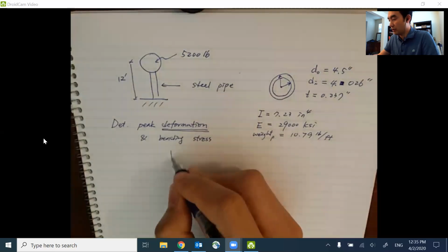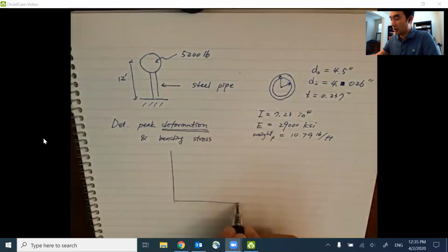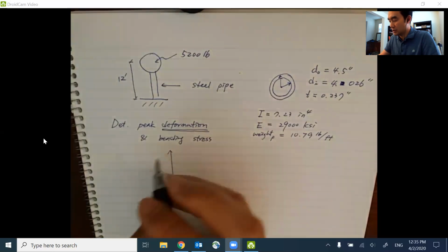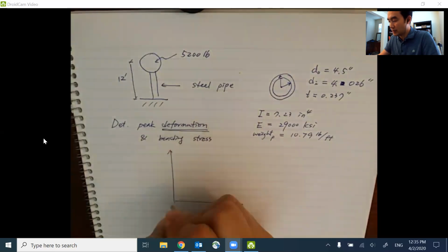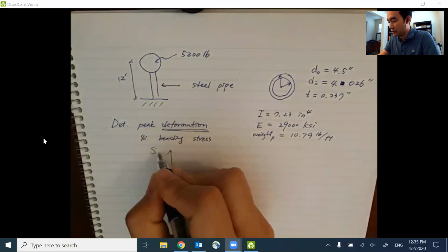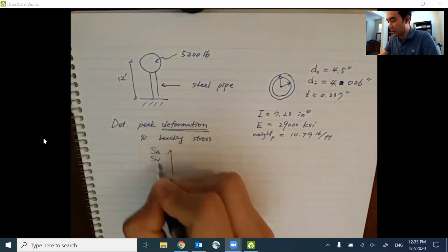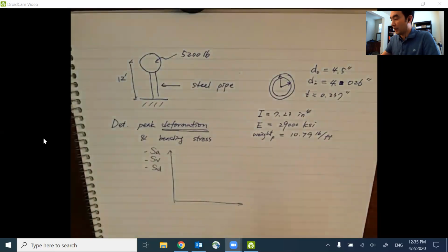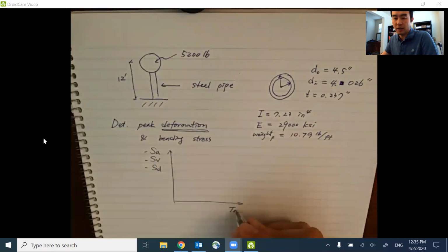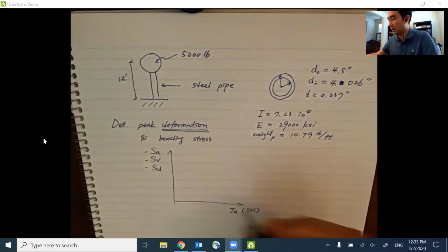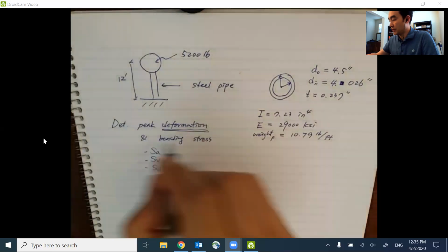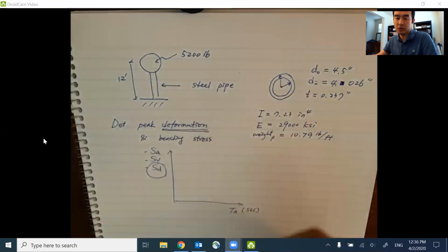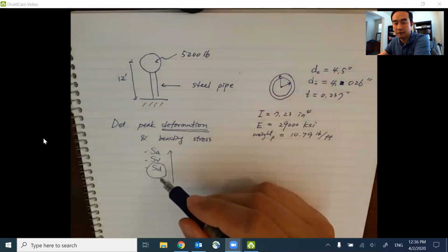We'd like to know the peak deformation, and we're going to get it from the response spectrum. Remember, in the basic concept of the response spectrum, the y-axis is the spectral value, spectral acceleration or spectral velocity or spectral displacement, depending on the quantity that you're looking for. And the x-axis is usually the natural period of the structural system in seconds. In this case, we are looking for the peak deformation, so we have to have the response spectrum in terms of spectral deformation.